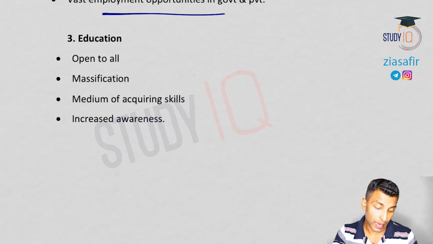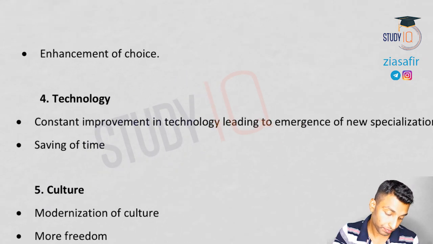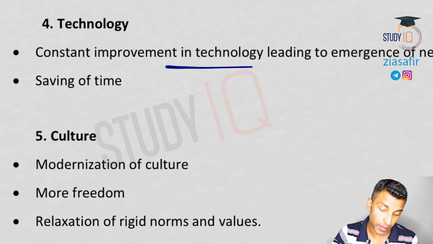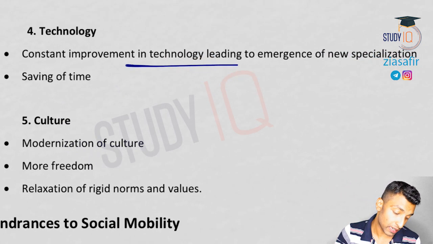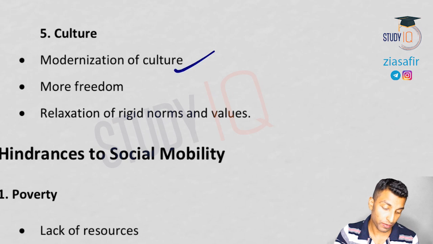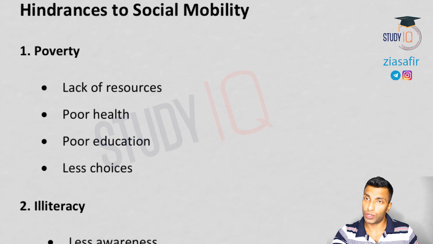Education: it is open to all. Massification we have discussed when we discussed Wood's Dispatch. Medium of acquiring skills, increased awareness, enhancement of choices. Then technology: constant improvement in technology leading to the emergence of new specializations, saving of time. Culture: modernization of culture, more freedom, relaxation of rigid norms and values. So these are the avenues.